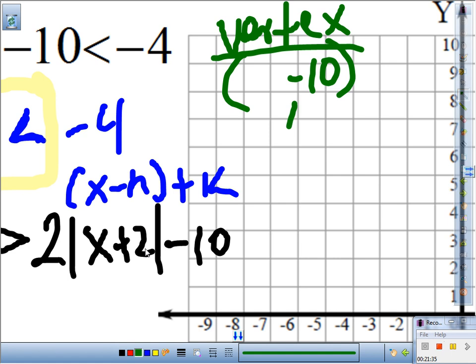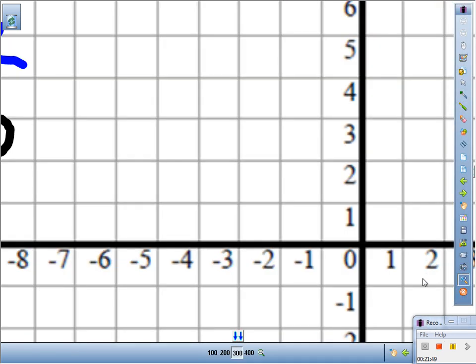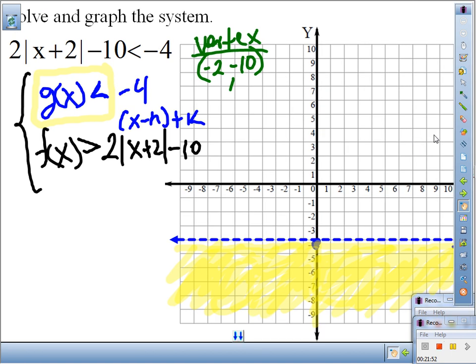What is my h? It's supposed to be a 2, but this is a positive, so what would be the h now? Negative 2. Because negative 2 times negative, it becomes a positive 2. Let's plot that point, see where it's going to be at. The vertex will be at negative 2, negative 10, which is down here.